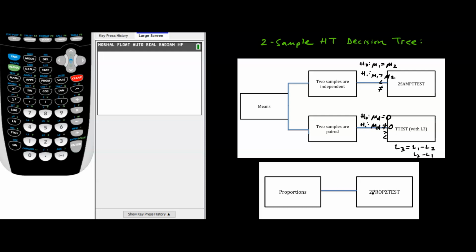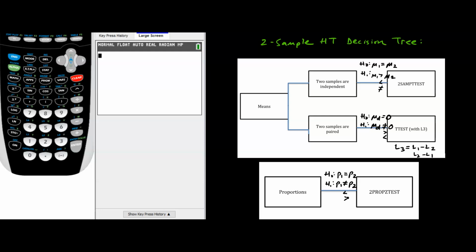And then your hypotheses, when you're doing a two sample hypothesis test involving proportions and using 2-prop z-test, those hypotheses are typically the null is P1 is equal to P2, and the alternate P1 is not equal to P2, or maybe it's P1 is less than P2, or P1 is greater than P2. So I think that this is a really good way to structure your thinking about these tests in this module.